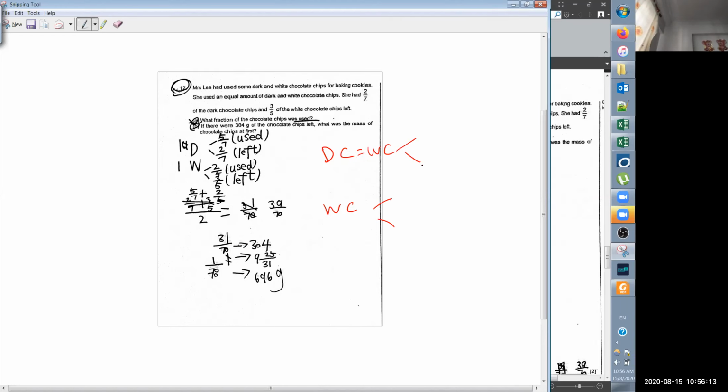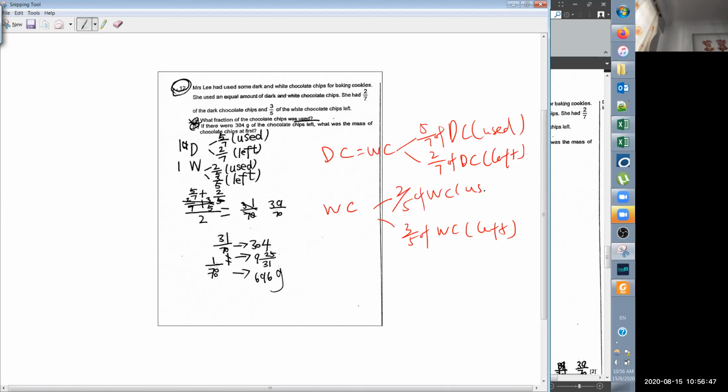So it says she had 2/7 of the dark chocolate chips and 3/5 of the white chocolate chips left. So this is dark chocolate chips left, which means 5/7 of the dark chocolate was used. Over here, 3/5 of the white chocolate is left, so 2/5 of the white chocolate was used, right?